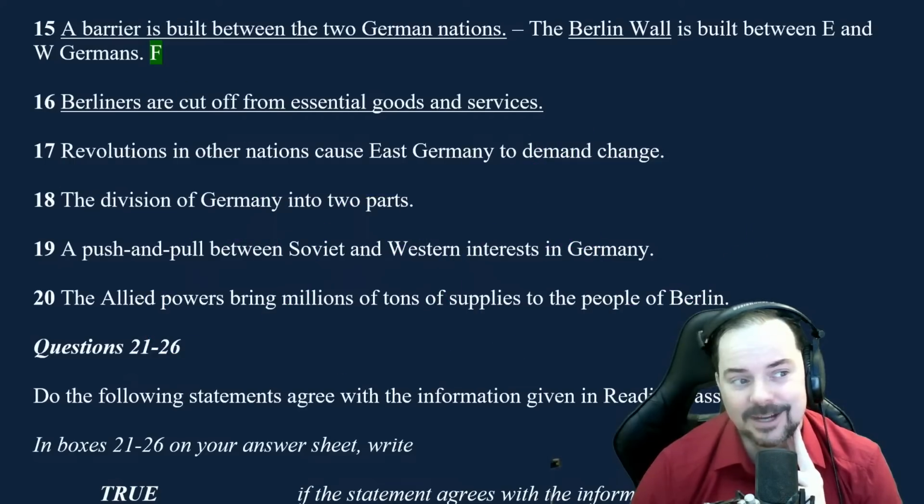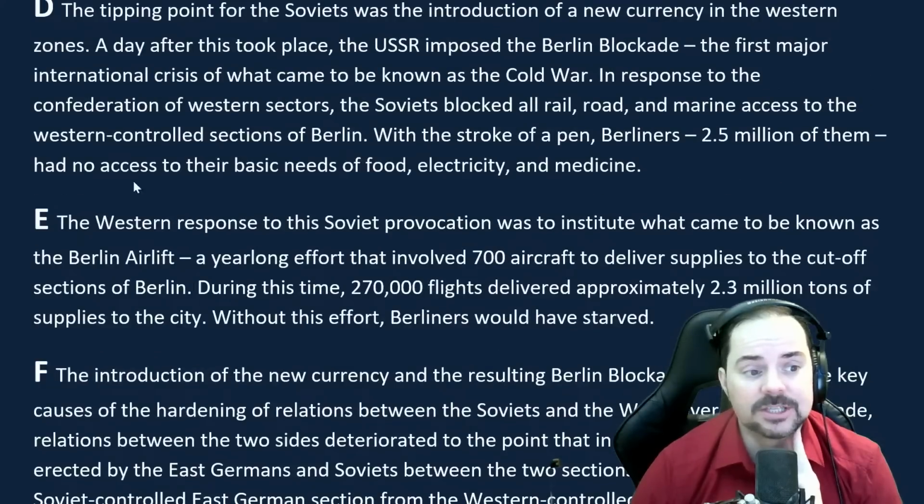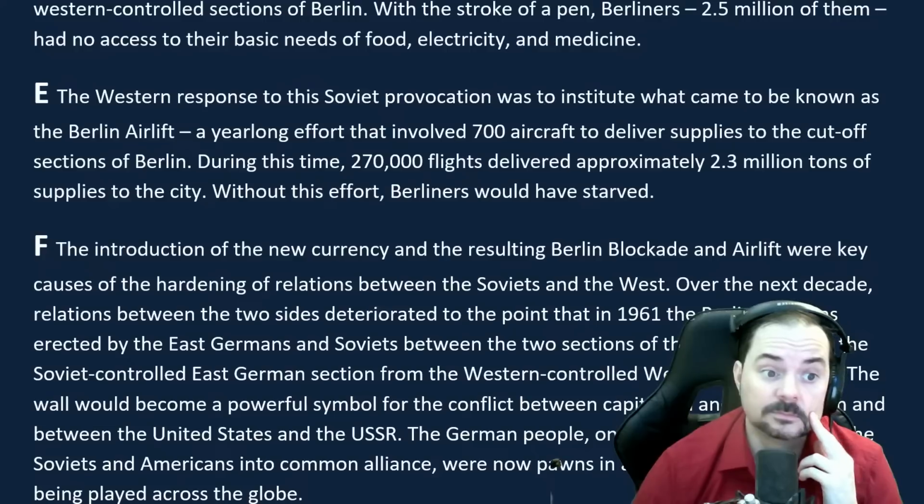I don't remember, sir. All right. Well, I'm going to help you out here. Just read E for me, please. It's on the screen in one moment here. The Western response to Soviet provocation was to institute what came to be known as the Berlin Airlift, a year-long effort that involved 700 aircraft to deliver supplies to the cut-off section of Berlin. During this time, 270,000 flights delivered approximately 2.3 million tons of supplies to the city. Without this effort, Berliners would have starved.